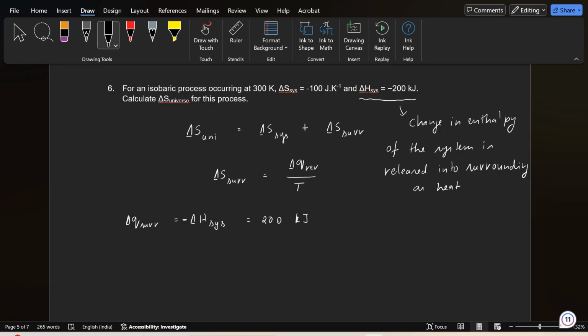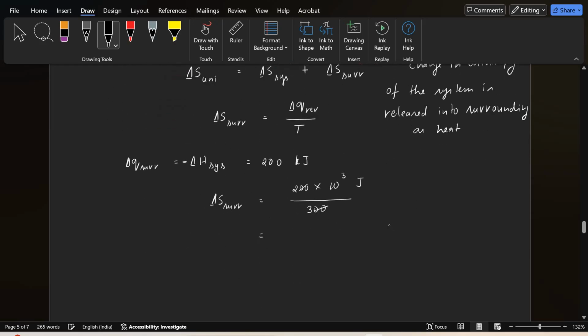So in that case, we have delta Q, and we have the temperature also. So delta S surrounding is equal to 200 kilojoules, I'll just put it as 200 times 10 power 3 joules, divided by the temperature, 300 Kelvin, correct? Let's cancel these zeros. So if we do this, what's it going to be?